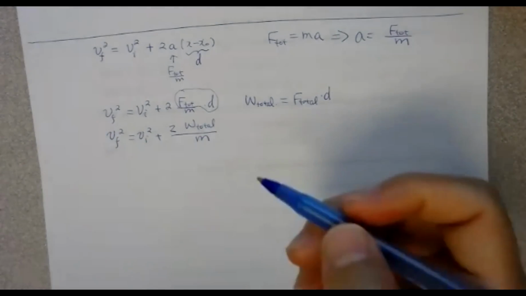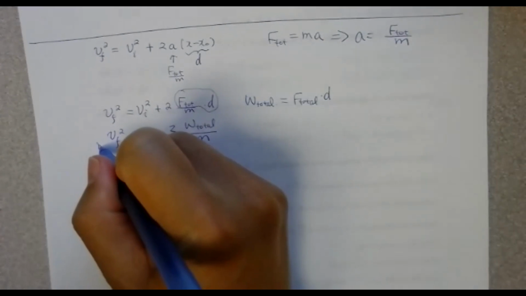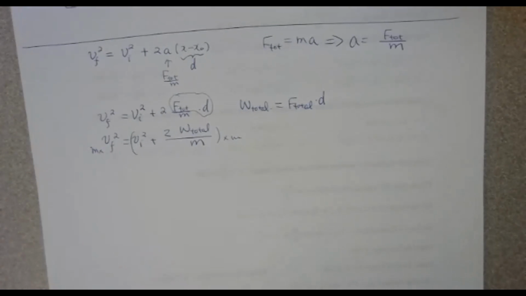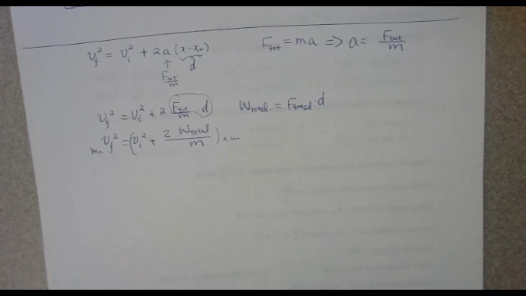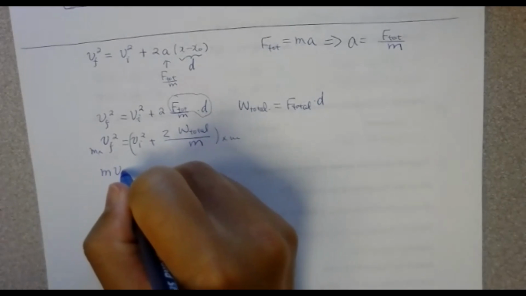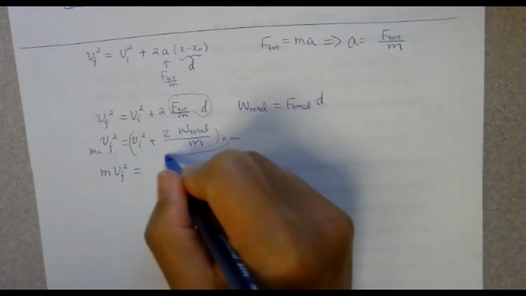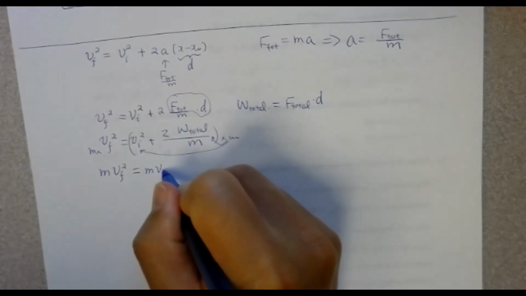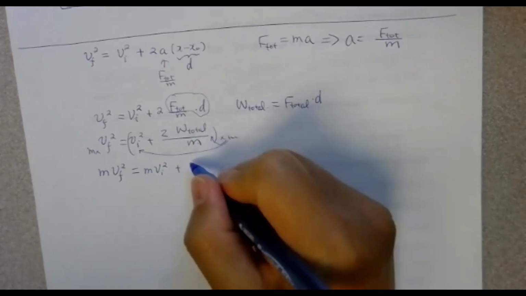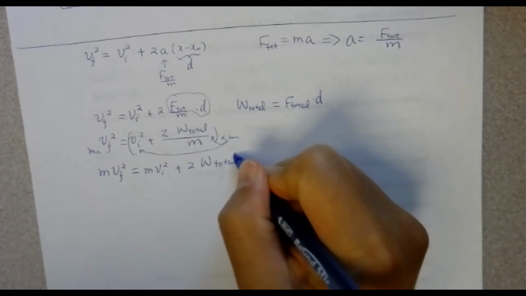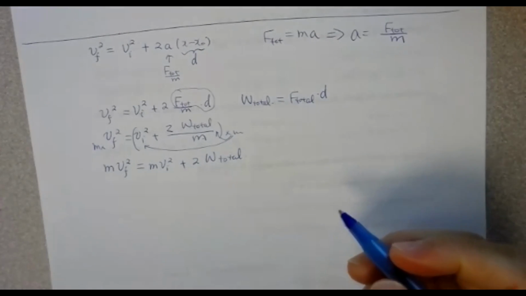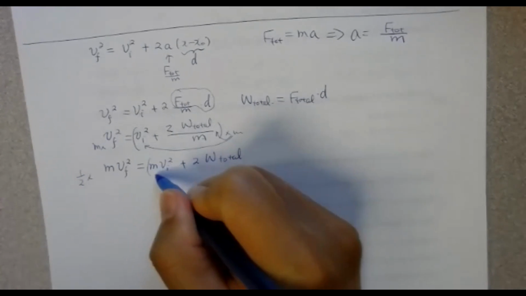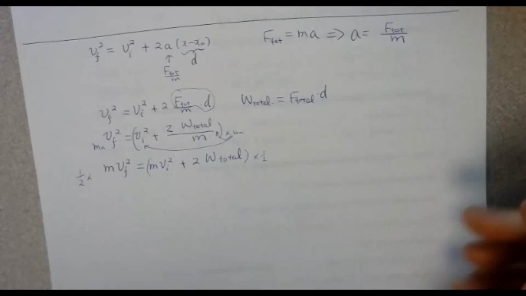I'm going to multiply both sides of the equation by the mass. So I will have mass times final velocity squared equals, distributing the mass into the two terms inside the parenthesis, m v initial squared plus, with this m and this m canceling out, twice the work total. And then I'm going to divide both sides by 2, or multiply both sides by 1/2.